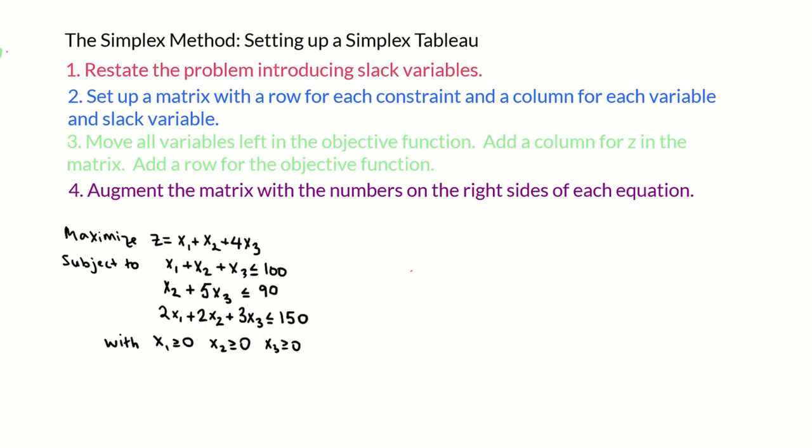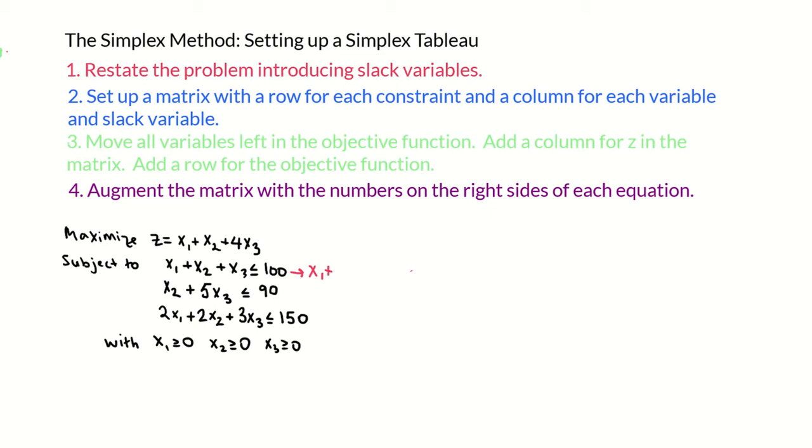To solve using the simplex method, we need to set up a simplex tableau. And to do that, we first restate the problem by introducing slack variables. We introduce a slack variable to each constraint, that means to each linear inequality. And to do that, we add a slack variable to the left side of each inequality.